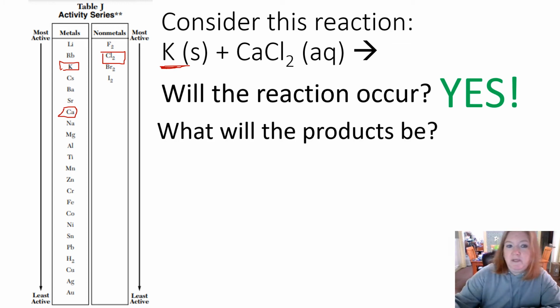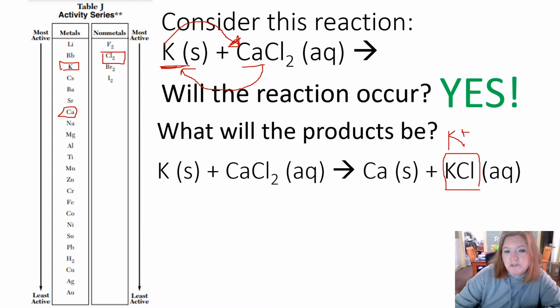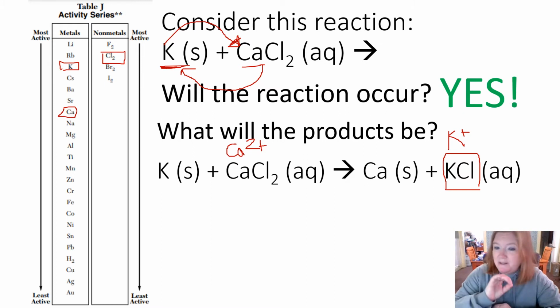What will the products be? K will come over and take the place and say, I'm sorry, buddy, I am more active than you, you get out of here. And Ca will come and take K's place. So it'll look like this. Why does this formula look different? Why is it not Cl2? Because K has a plus one charge, and Ca has a plus two charge. This equation is not balanced, but let's not worry about balancing yet. That's our next topic.